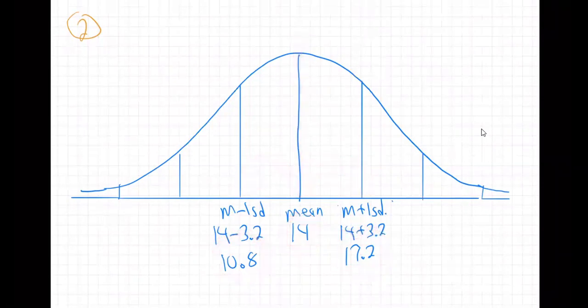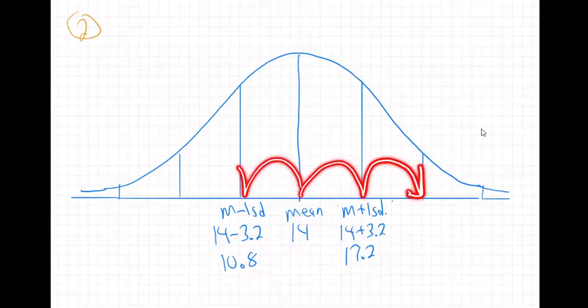And then you do it again. To get all the way to here, this is 2 jumps to the right. And this will be 2 jumps to the left. Everybody seeing that? 2 jumps to the right, 2 jumps to the left.